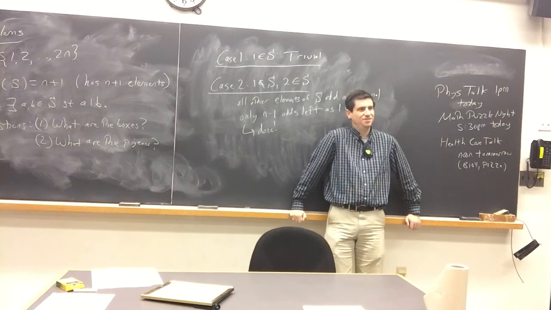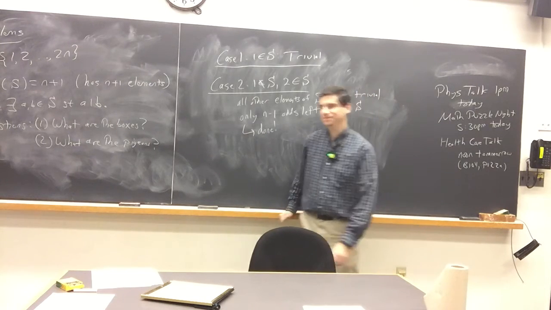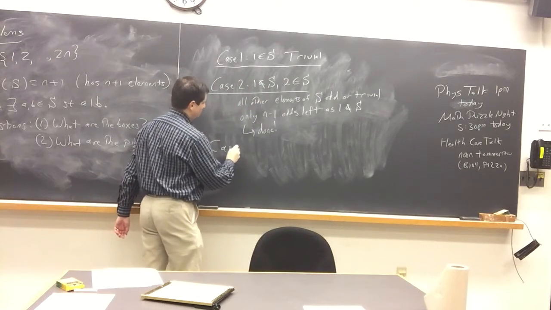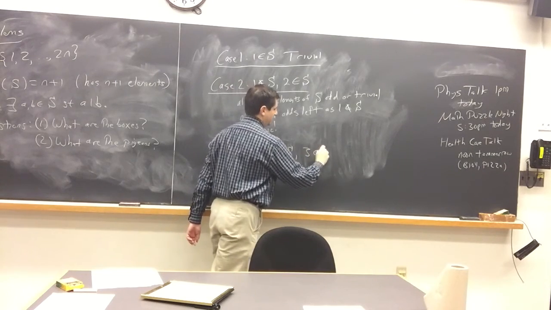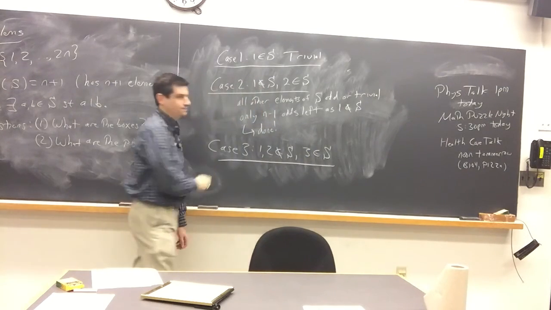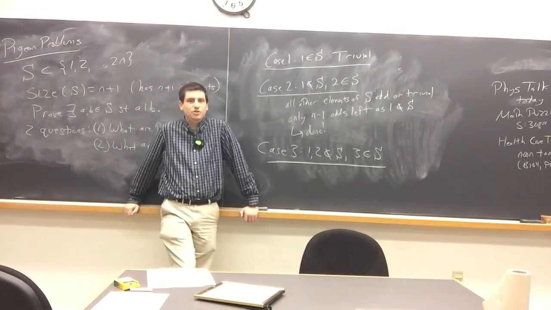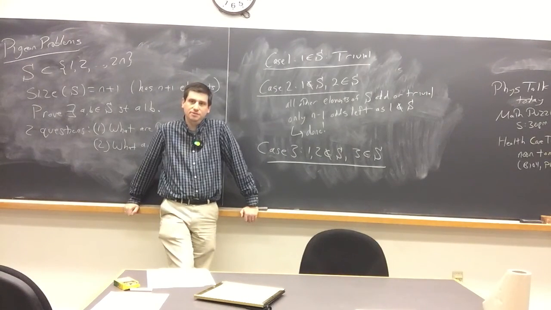What's the next case? So case 3, 1 and 2 are not in S. 3 is in S. So now we can't have any multiples of 3. But then we can start cycling back. Right? Now we could maybe have 4. That's not so bad. We could also, okay, we can't add 6 because 6 is a multiple of 3. Could we add 12? No, it's a multiple of 3.